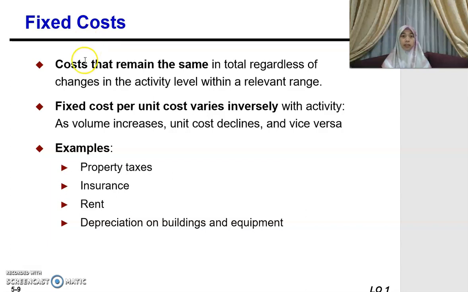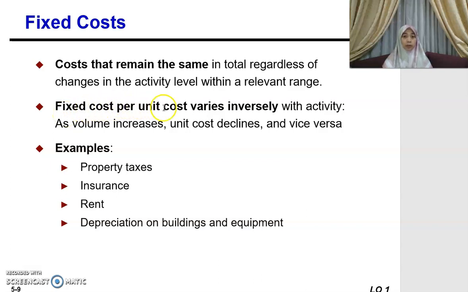Now let's look at the fixed cost. So what is fixed cost? Fixed costs are costs that remain the same in total regardless of changes in the activity level within a relevant range. As the name implies, they are fixed. If it is fixed, then it remains the same. It doesn't change. In total, your fixed cost remains the same regardless of how many units you produce, regardless of the activity level. If your cost behaves like that, that is a fixed cost.